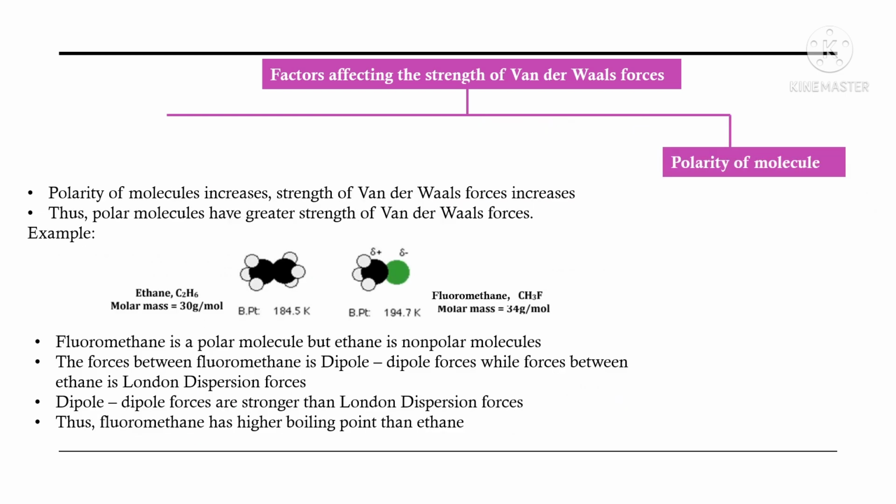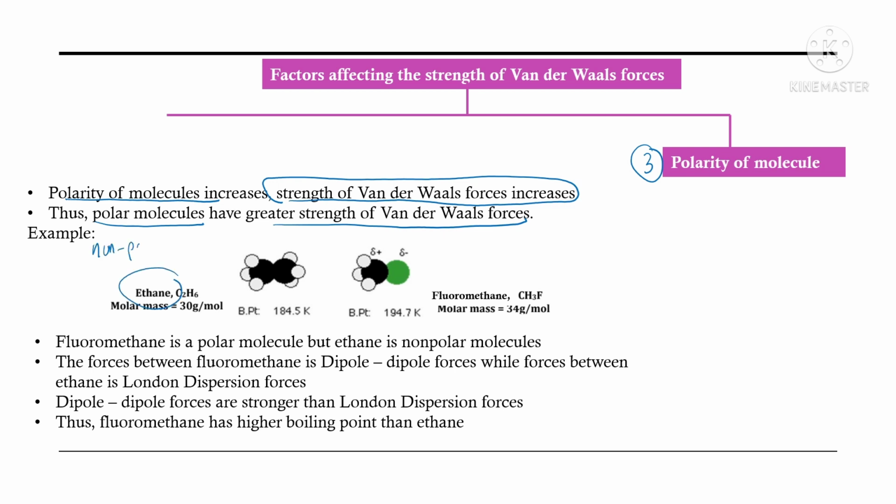The third factor affecting the strength of van der Waals forces is the polarity of a molecule. When the molecule becomes more polar, the strength of van der Waals forces between molecules increases. Therefore, polar molecules have greater strength of van der Waals forces. For example, ethane. Ethane is a non-polar molecule. So, between ethane molecules there are only London dispersion forces.